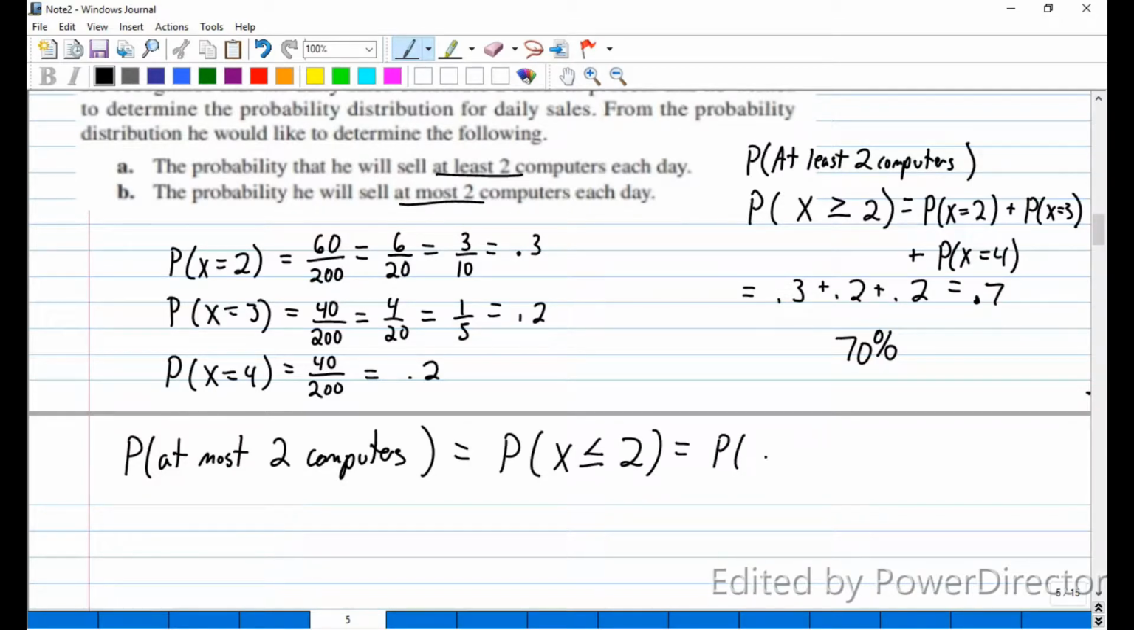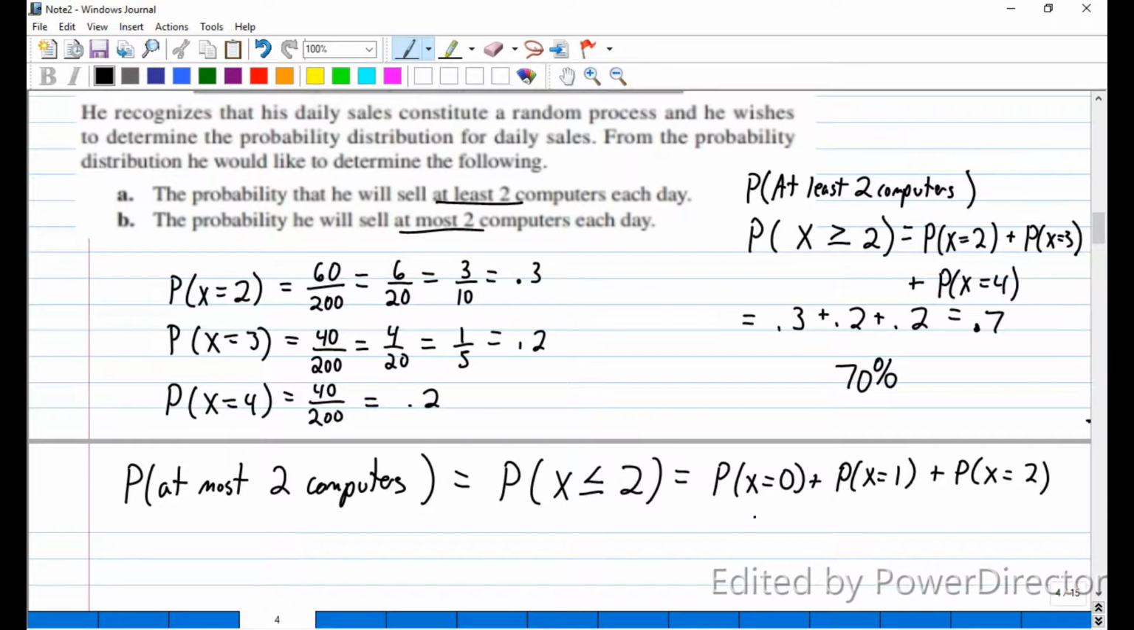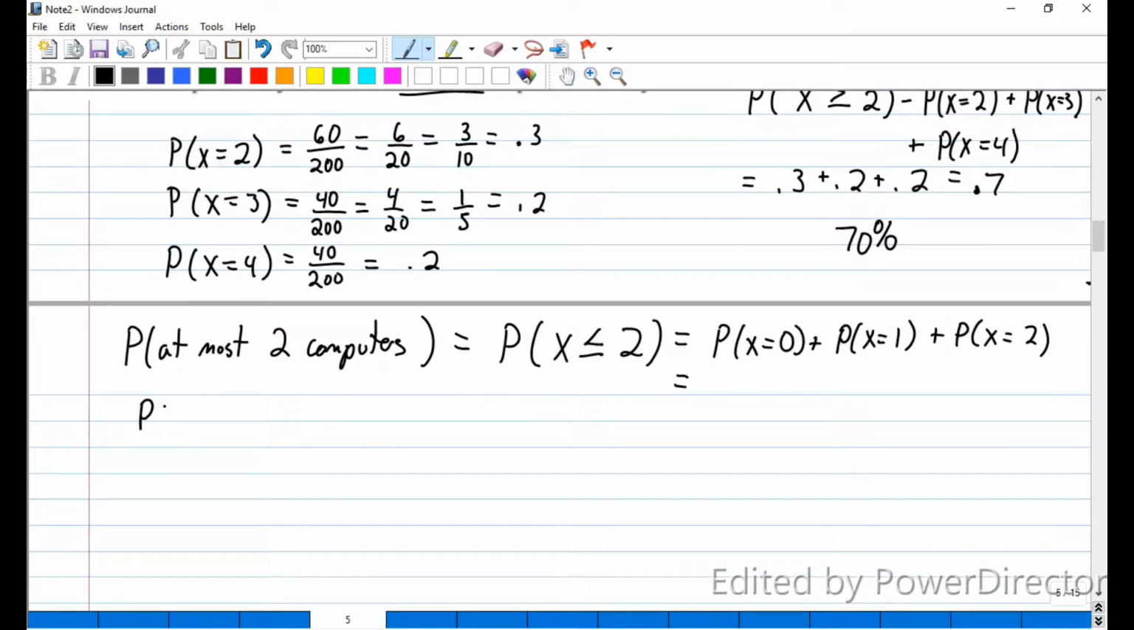So that's the probability that x equals 0 plus the probability that x equals 1 plus the probability that x equals 2. All right, we're going to get that information from the table again. So let's look back at the table. So he sold 0 computers 40 times. So the probability that x equals 0 is 40 out of 200, which I've already simplified, that's 0.2.